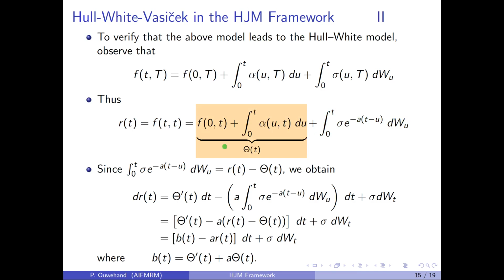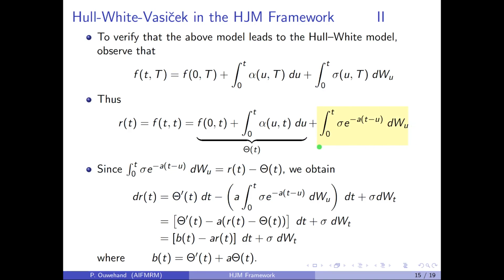Let's call the first two terms of this equation theta t, and let's compute the differential dRt of the short rate. In that case, dRt is going to be theta prime t dt. That's this term over here. And we also have to take the differential of the dW term.